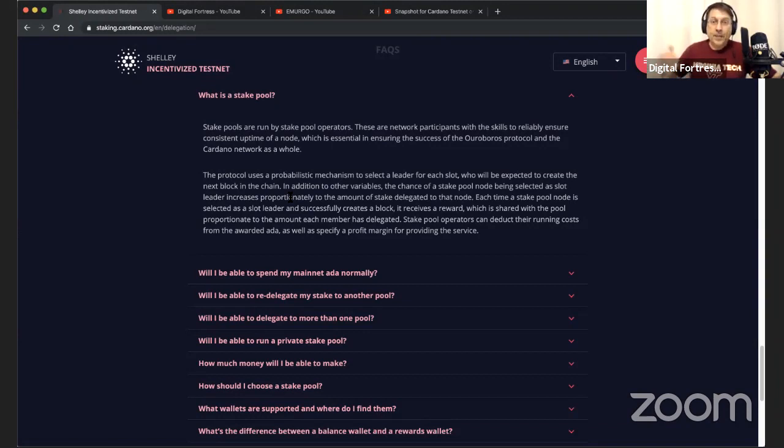They're working that out. So the first question, what is a stake pool, and it explains it. Most of the folks who frequent Digital Fortress already know what a stake pool is. It's like a mining pool, but instead of proof of work, it's proof of stake.